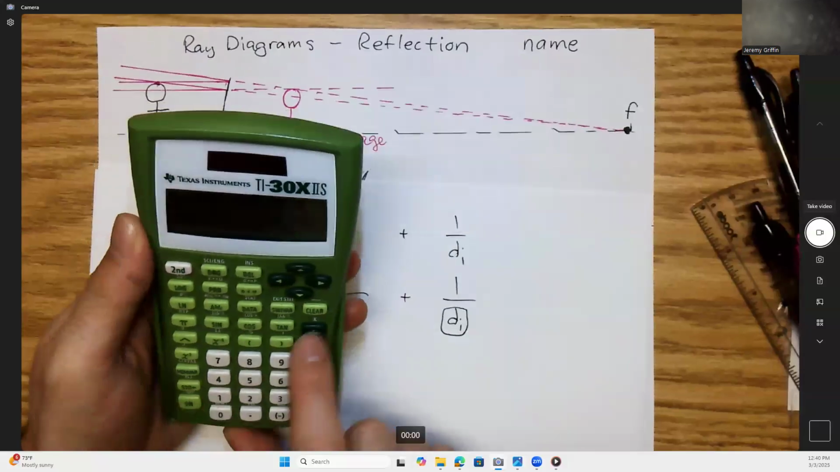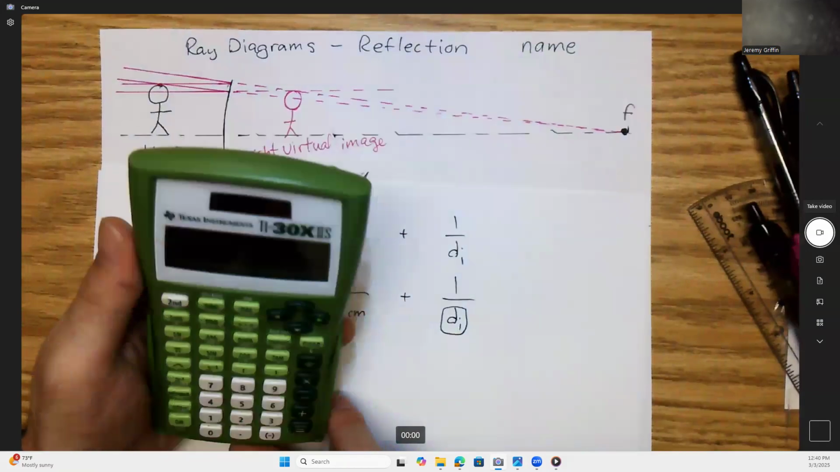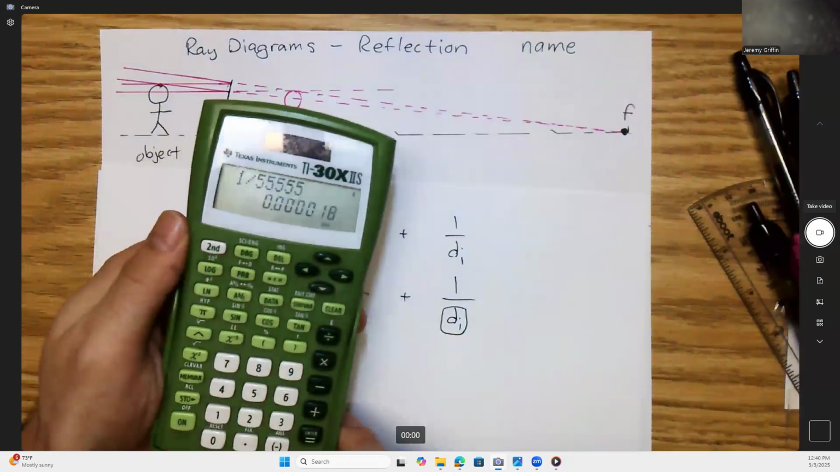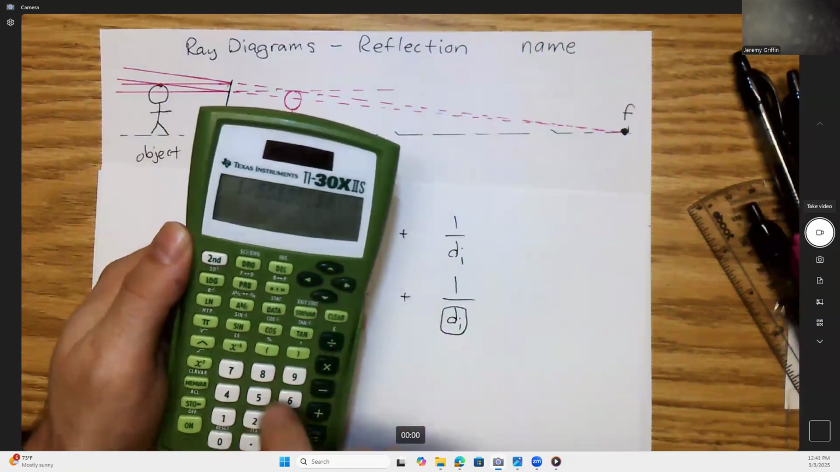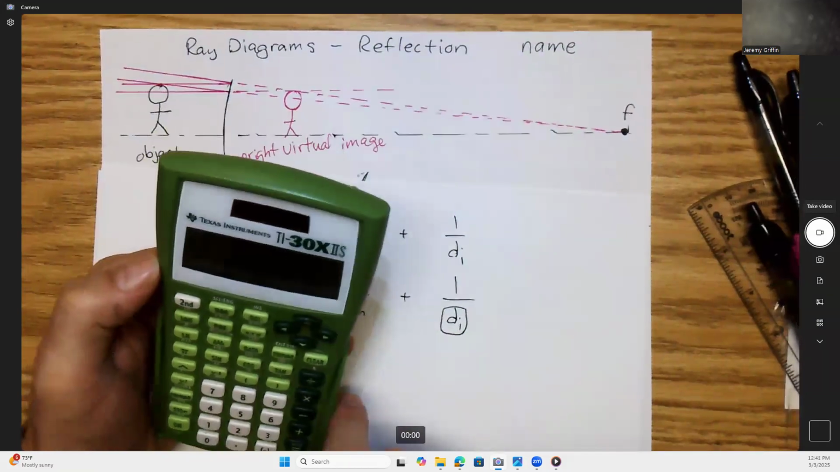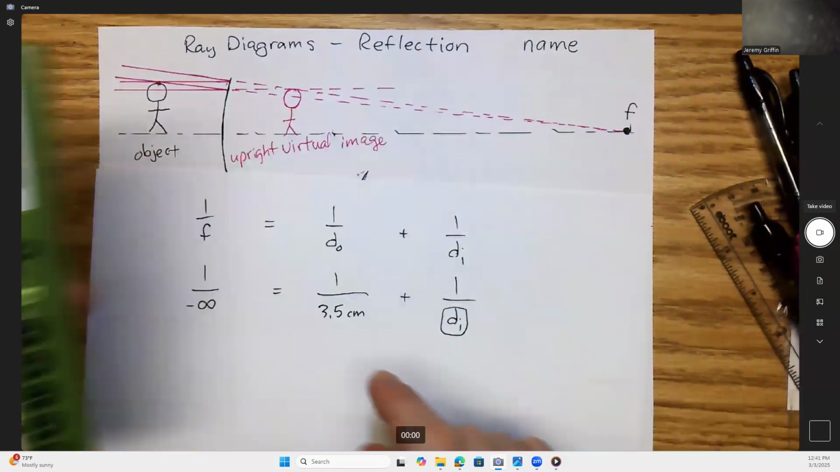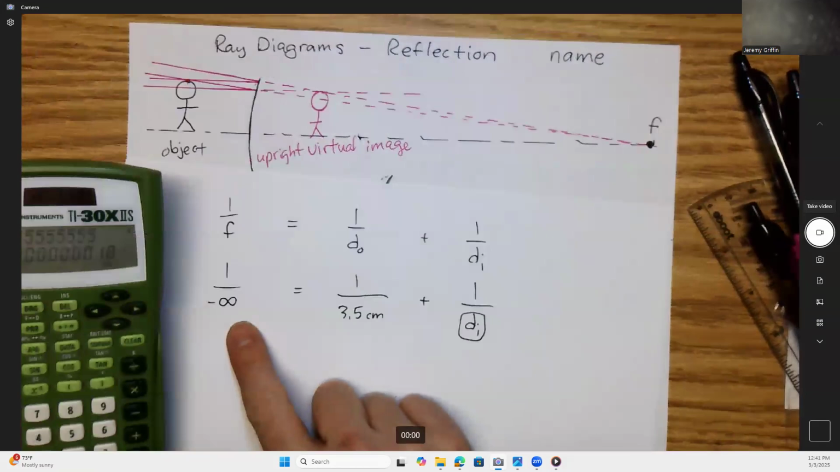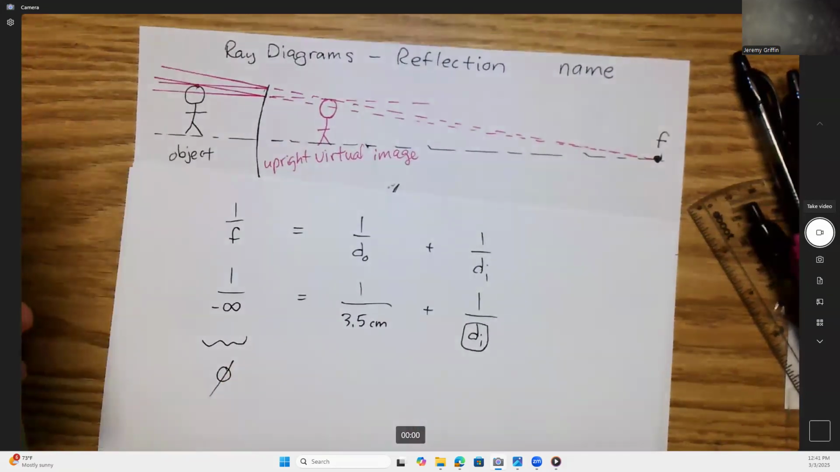What's 1 over a big number? What if I make the number a little bigger? What if I keep making the number bigger? Guys, what is 1 over infinity? 0. This is 0. You guys got that?